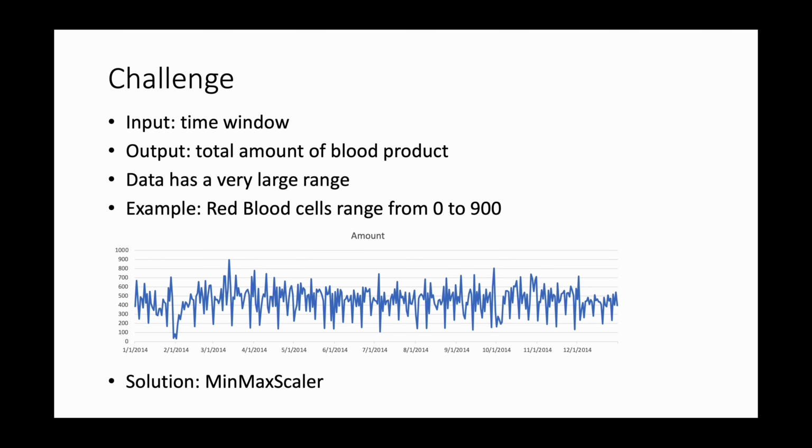However, one challenge is that the amount of red blood cells and plasma both have a very large range. So for example, we could see from the graph, the data are all mainly hanging between 100 and 800 units. So one way that I use is the min-max scaler to solve this problem. All data was scaled within 0 and 1. After the prediction, I use the inverse transform function to convert the prediction results back to its original scale.